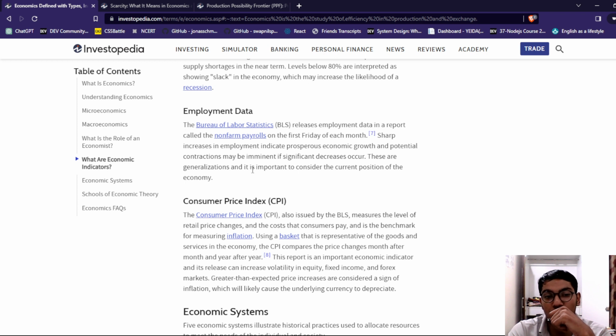A sharp increase in employment may indicate prosperous economic growth, while a significant decrease may signal that a contraction is imminent. These are generally considered important indicators of the current position of the economy.